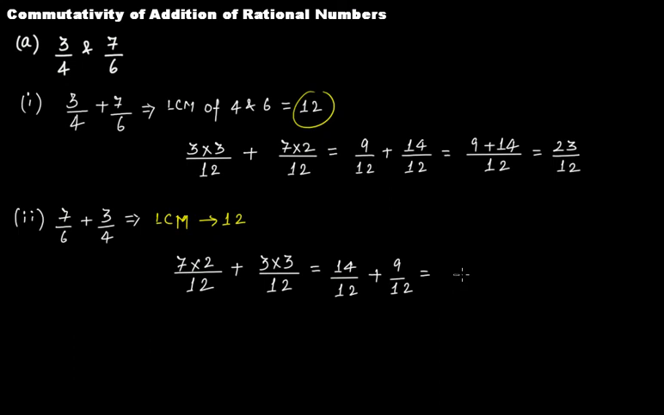You get 12, then 14 plus 9, we get 23/12. Now this 23/12 and this 23/12, in both these cases, whether we take 3/4 plus 7/6 or 7/6 plus 3/4, the sum, that is the result, is actually 23/12, which is equal. Therefore, in this example, the addition of rational numbers is commutative.